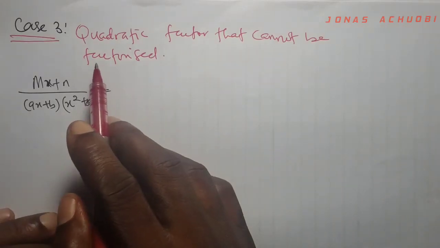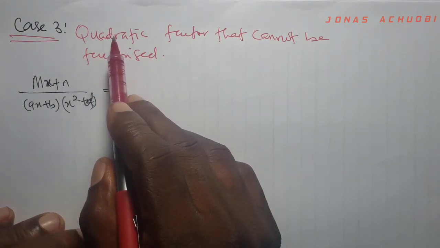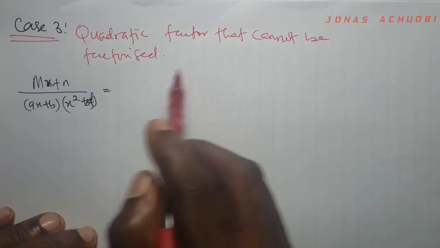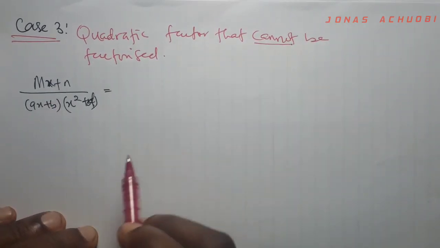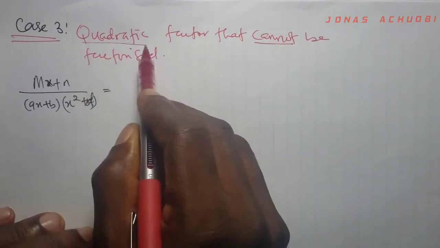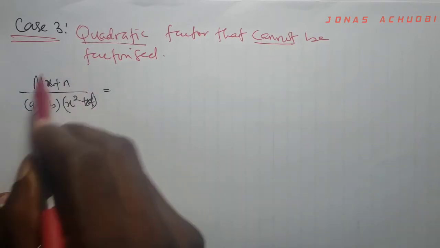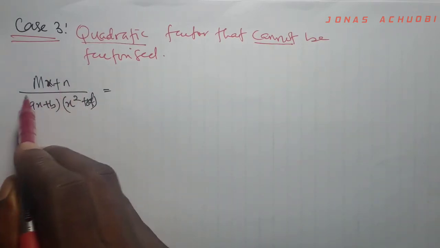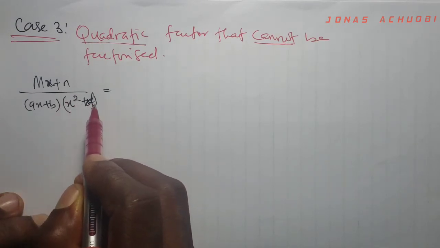Case number 3, and that is the last, is a case where the denominator has a quadratic factor that cannot be factorized. Now, of course, what does that mean? It simply means that there are some factors that are quadratic and can be factorized, while others cannot be factorized. For example, we have the fraction mx plus n divided by ax plus b into x squared plus d.